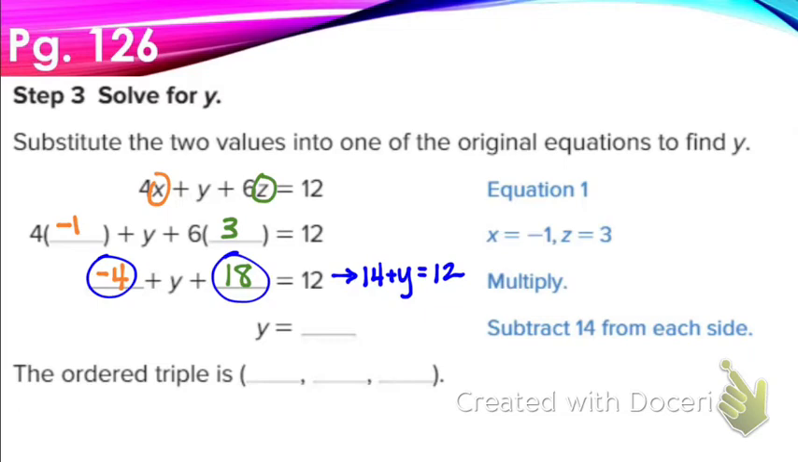What do I need to do yet to get the y all alone? Add 14? If I add 14 to 14, I'll get 28. So let's subtract it. Subtract 14 from both sides. What is 12 minus 14? -2. My ordered triple, I need it in alphabetical order, X, Y, Z order. -1, -2, 3. There's my solution.